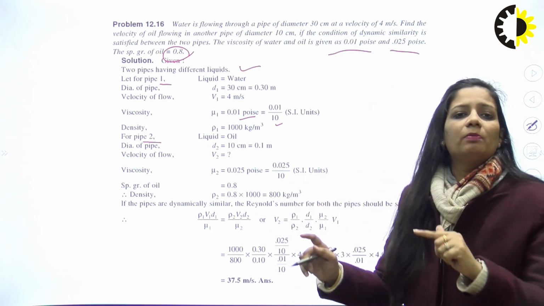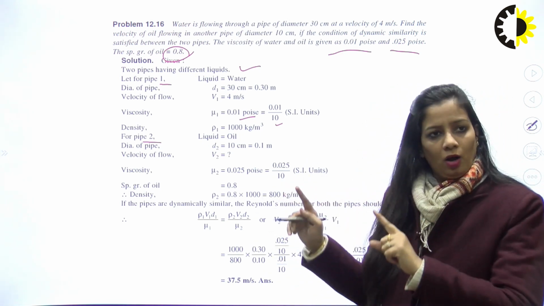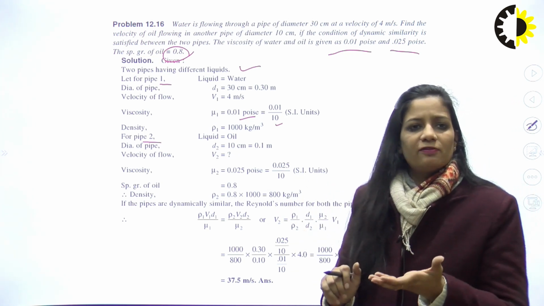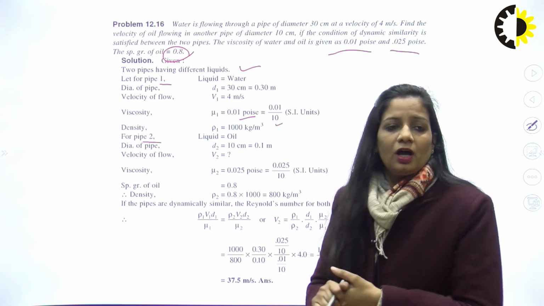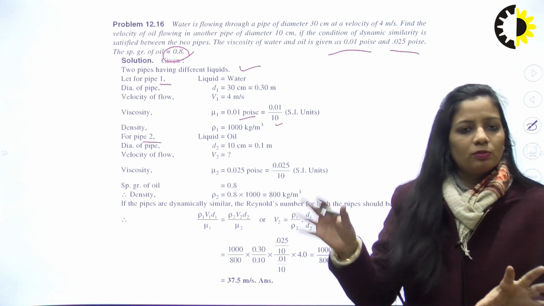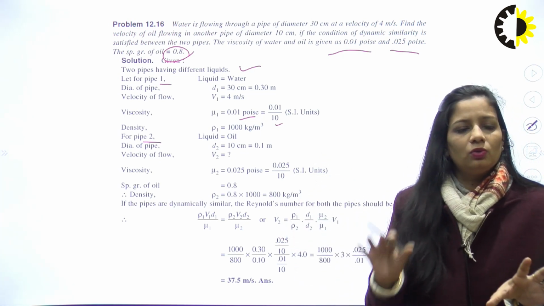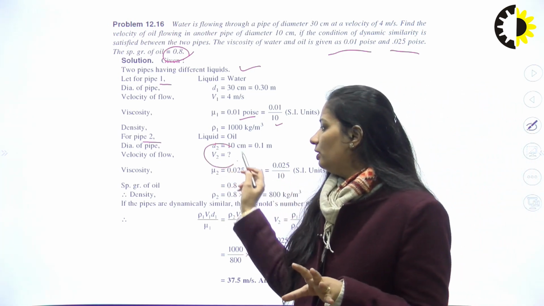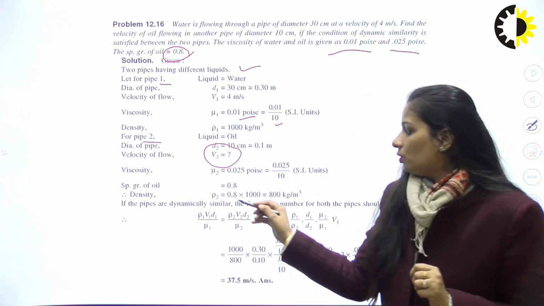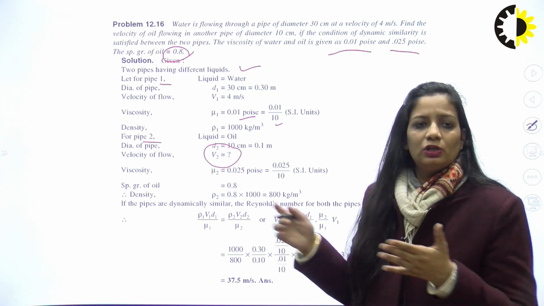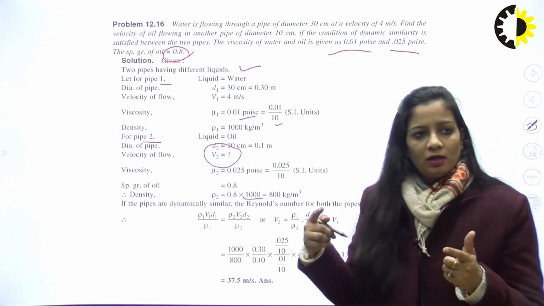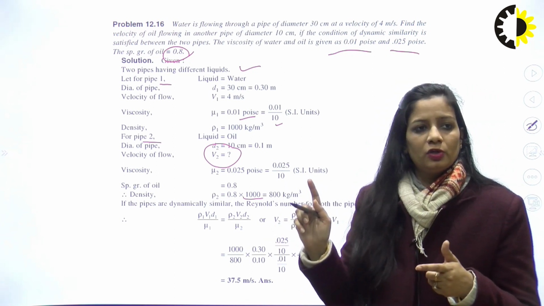Now come to pipe number 2, where the liquid was oil and the diameter was 10 centimeter. The question was asking for the velocity of flow. How are we going to calculate it? See, all the parameters in both the pipes are given, we just need to calculate the velocity in pipe number 2. Nu2 is also given, rho2 is also given. Rho2 is given in the form of specific gravity. We need to multiply it by 1000 and you will get the density in pipe number 2.